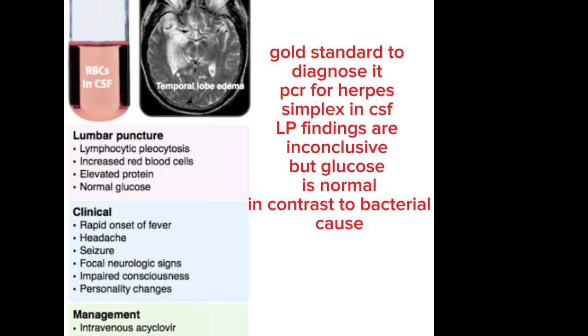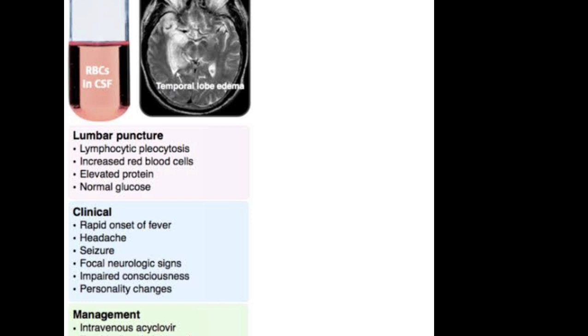Viral encephalitis most commonly here is because of herpes simplex. Features are the same as those of meningitis, but management is with intravenous acyclovir. One thing to remember is that lumbar puncture is not diagnostic in case of viral encephalitis. Diagnostic is PCR of CSF, which shows herpes simplex, or MRI can show temporal lobe enhancement. Whereas lumbar puncture is inconclusive, it only shows that glucose is normal, and this is in contrast to bacterial meningitis. Otherwise, proteins can be mildly raised and lymphocytosis can be there.